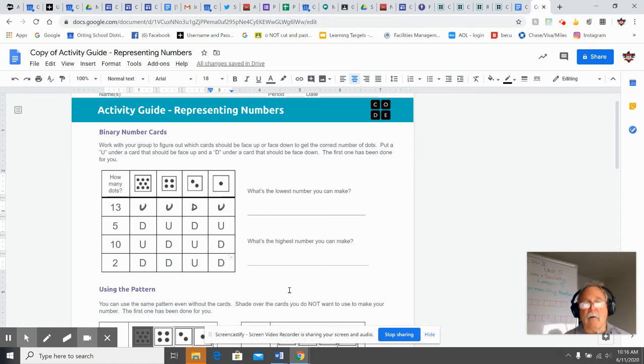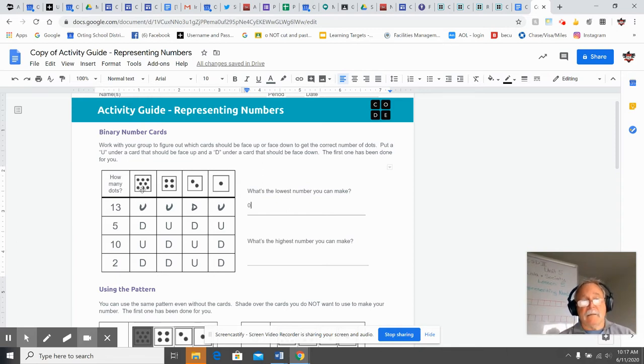So now here it is. What's the lowest number you can make? Look on here. What's the lowest number we can make? Did you say 1? You are wrong. It's 0. We can make a 0 by putting all of these down. So the lowest number we can make is a 0. Try that again. Okay, what's the highest number we can make? In this set of boxes, what's the highest number we can make?